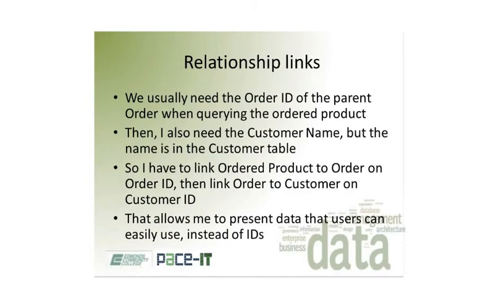So the relationship links would be that you need the order ID of the parent order when querying the ordered product. I also need the customer name, but the name is on the customer table. So I'd have to, again, link ordered product to order on the order ID and link the order to customer on the customer ID, allowing me to present data that users can easily use instead of trying to make them understand what an ID means.